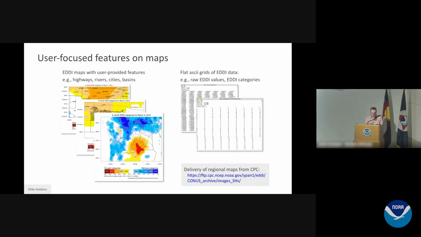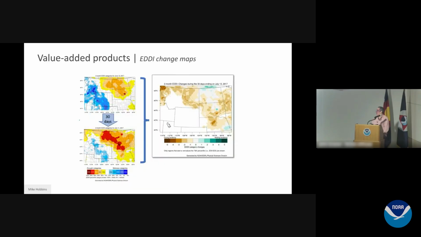That has been replicated at CPC and improved upon. Well, our main stakeholders, of course, are the U.S. Drought Monitor and the contributing regional authors to the U.S. Drought Monitor. Okay, so onto the value-added products.